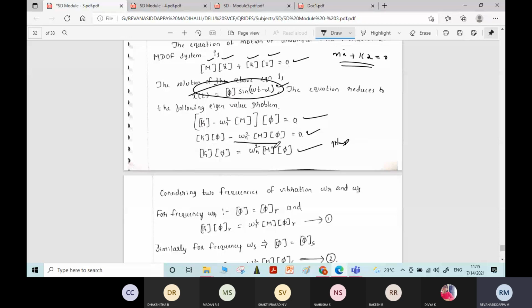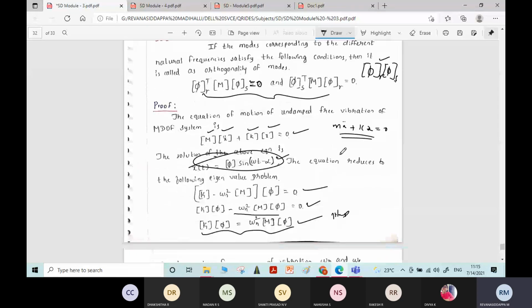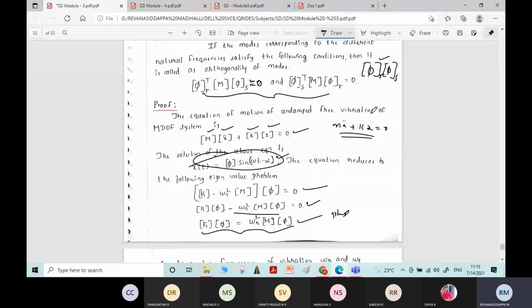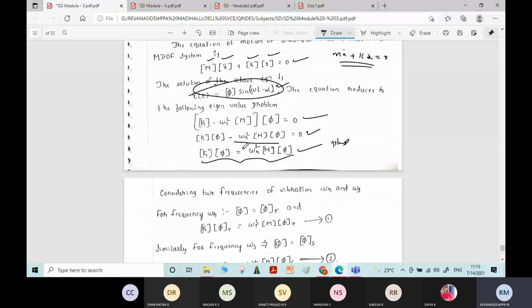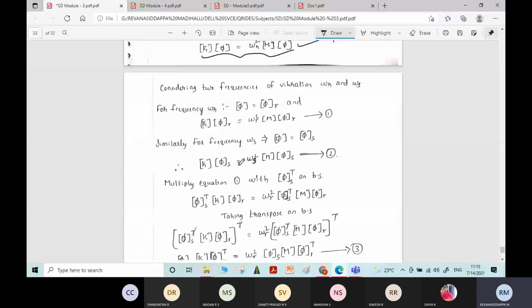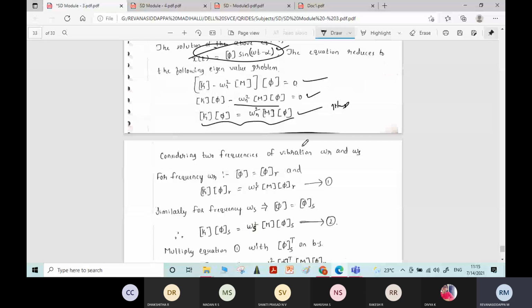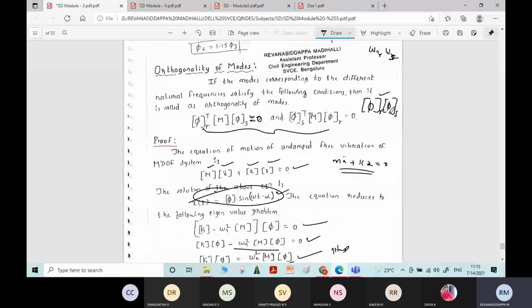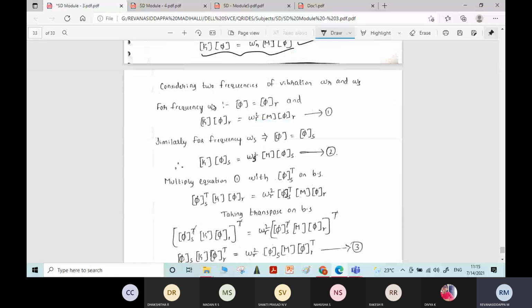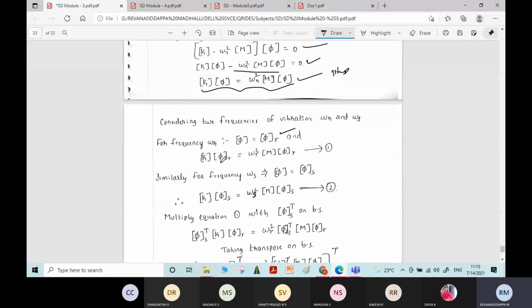After getting this equation, corresponding to phi equal to phi r and corresponding to phi equal to phi s, we need to rewrite this equation. We have considered two mode shapes, phi r and phi s. So first one, phi equal to phi r. In this place phi, you substitute phi r, so it becomes k into phi r is equal to omega r square into m into phi r.